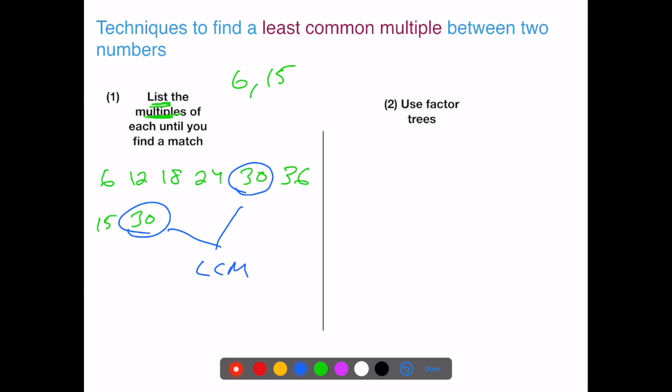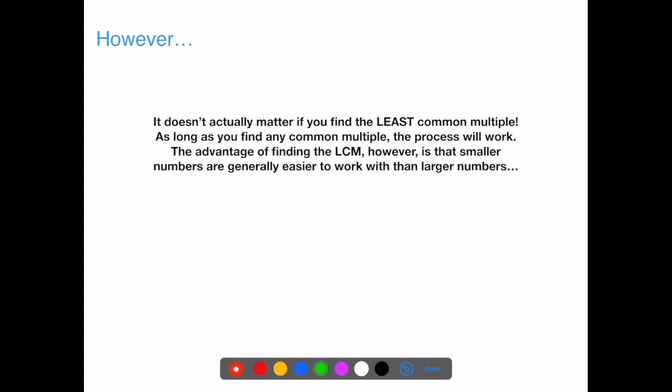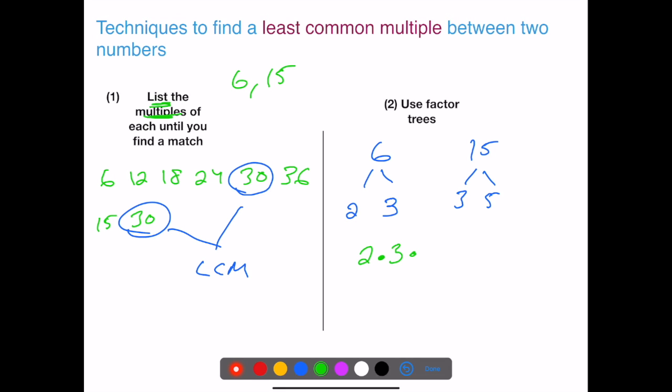The other thing we can do is use a factor tree. So I know I have 6 and I have 15. And to get 6, I multiply 2 times 3. I need those factors. And for 15, I multiply 3 times 5. And so what I need to find now are all the common factors that I need. So 6 needs a 2 and a 3, so I'll multiply that. Now 15 needs a 3, but I already have it, so I don't need to write another one.